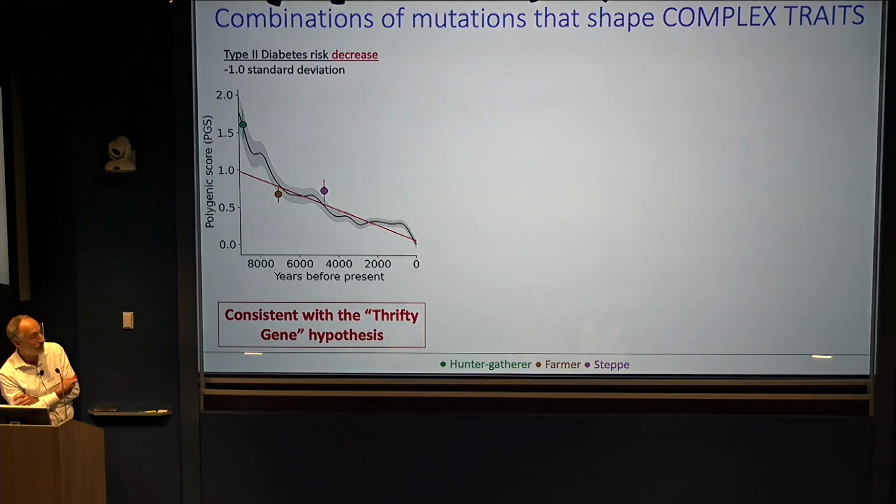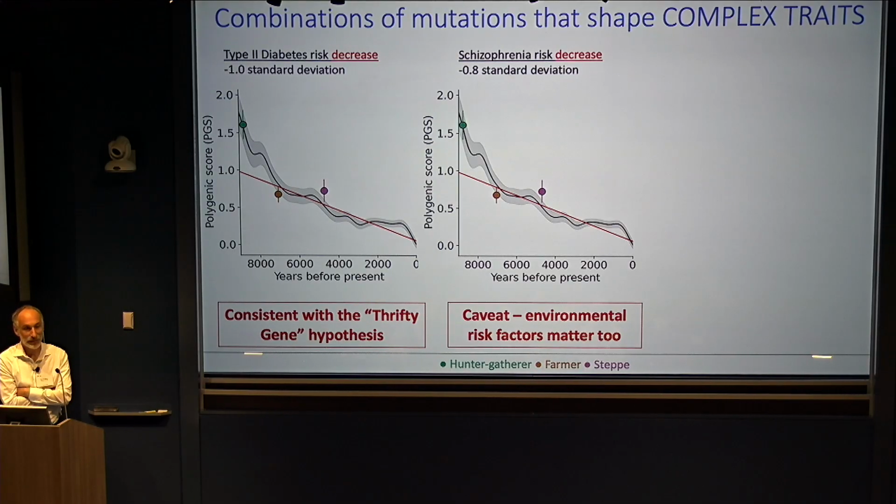You can also look at combinations of variants that affect complex traits. So for example, type 2 diabetes, we heard about autism before. There's many combinations of variants, and you can make a score for trying to predict the trait based on a combination of variants. So there's several type 2 diabetes risk factors that have decreased very significantly in frequency over the 10,000 years. So this is fat mass, body fat mass. This is decreased by 1 standard deviation. And this is consistent with this thrifty gene hypothesis that maybe as people had more stable food availability, there was less need to store fat.